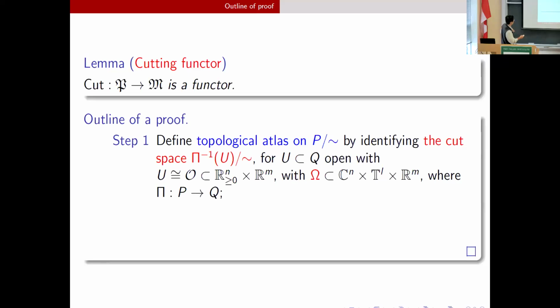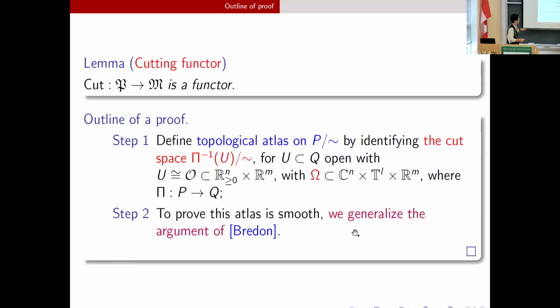And the second step is a very technical part, but it is just the keyword: to prove this atlas is smooth, that is, this atlas gives a smooth structure on P divided by tilde. To show it, we will use an argument of Bredon. In Bredon's book, he classifies the so-called special G manifolds. A special G manifold is a smooth G manifold whose orbit space is a manifold with boundary. To determine the smooth structure on it, he used some technique. It is not so difficult, just using Taylor's theorem. And we generalize his argument to prove that this atlas is exactly smooth.